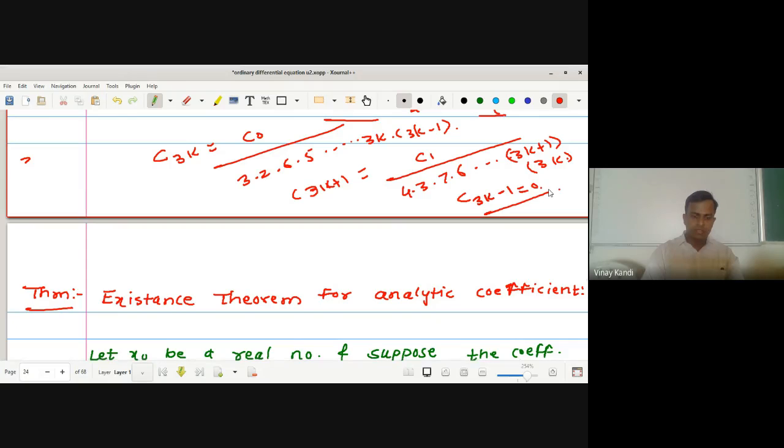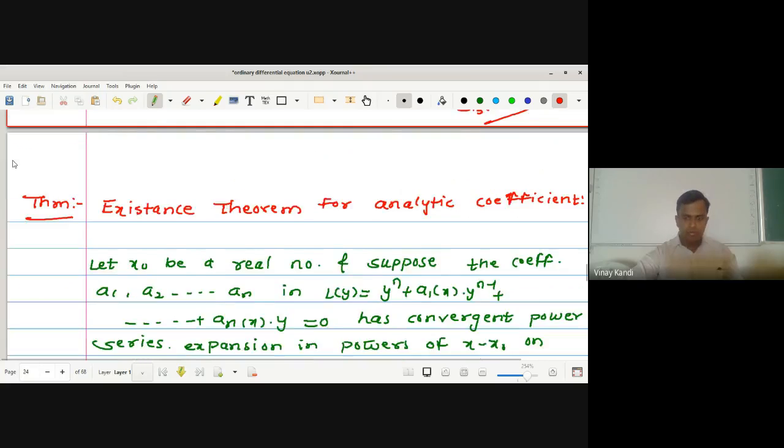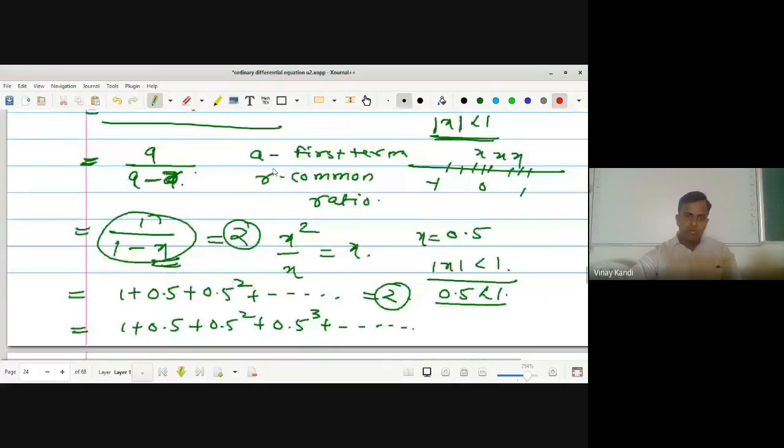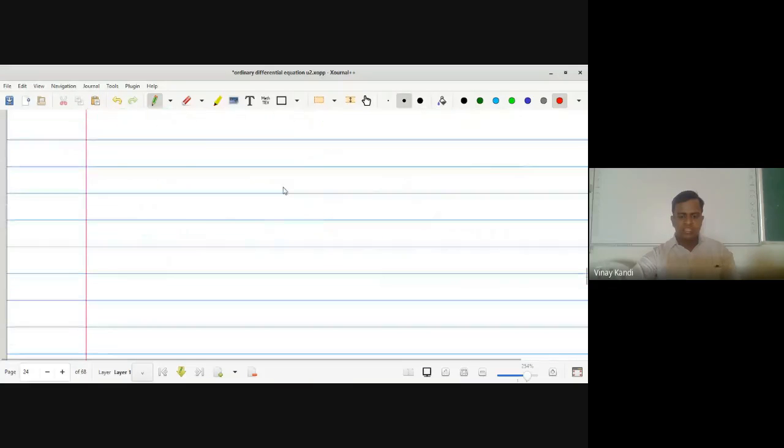Okay, check it. Now we move towards the next point, Legendre's equation. What is Legendre's equation?